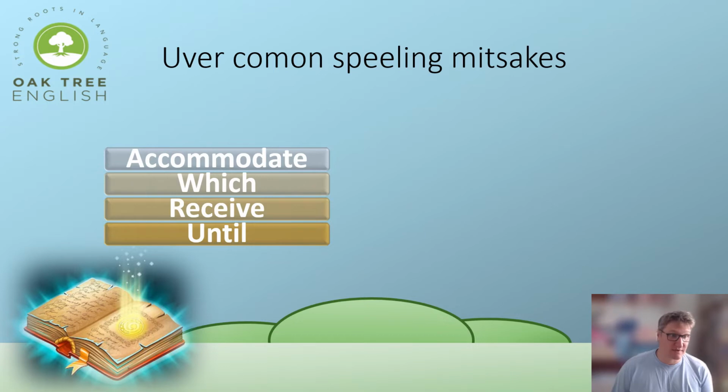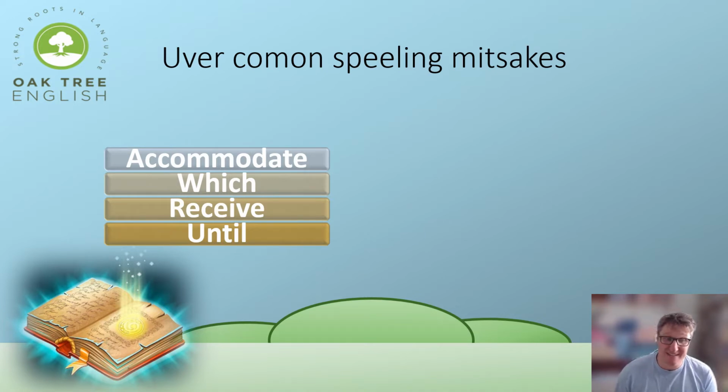Until is a problem for the exact opposite reason that accommodate is a problem. Accommodate has two sets of double letters. Until has no double letters. But we often think of till, T-I-L-L, like the place where you pay for goods when you've been to the shop, or possibly, for you farmers, what you do to the soil: you till the soil. Actually, another word for ploughing. Did I mention that English has more words than any other language in the world?